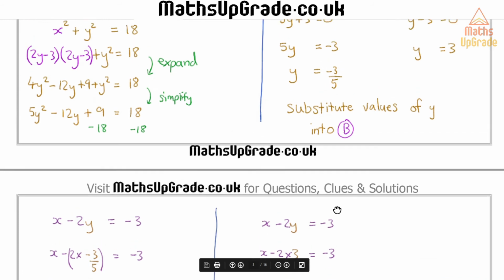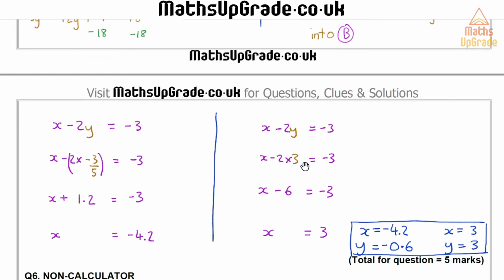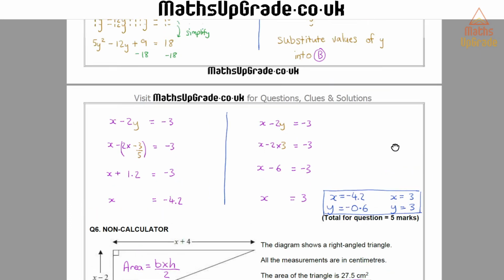For this one, y was 3, so x minus 2 times 3 equals negative 3. That gives x minus 6 equals negative 3, so x equals positive 3. Then I'll just pair up those corresponding values. Remember, x as being negative 4.2 corresponding to this value of y, and x as being 3 corresponding to this value of y. The whole question there was worth 5 marks.